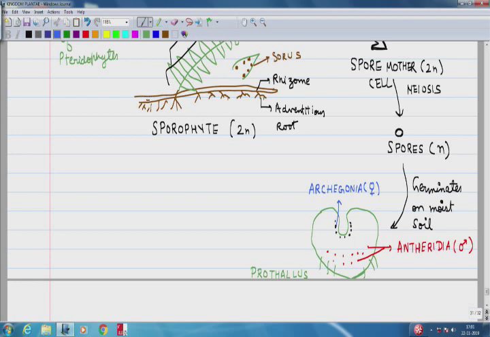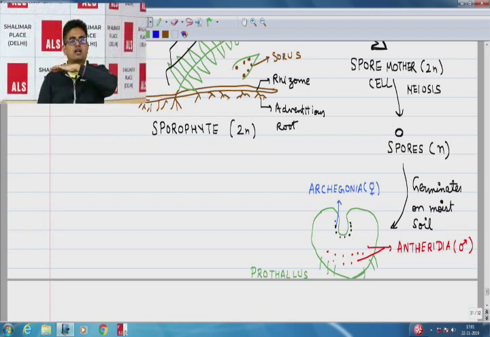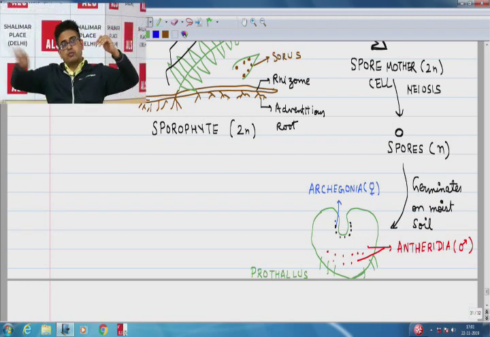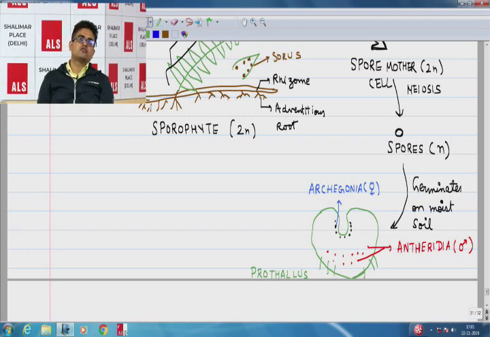Antheridia produce male gametes. Male gametes swim by flagella. They swim towards the female reproductive organ. The female reproductive organs, archegonia, are present towards the apical notch. Look, these are the many parts of this structure. So this is a heart-shaped structure. Near the upper part, archegonia are present, closer to the surface of the prothallus, and they can easily receive the male gametes.